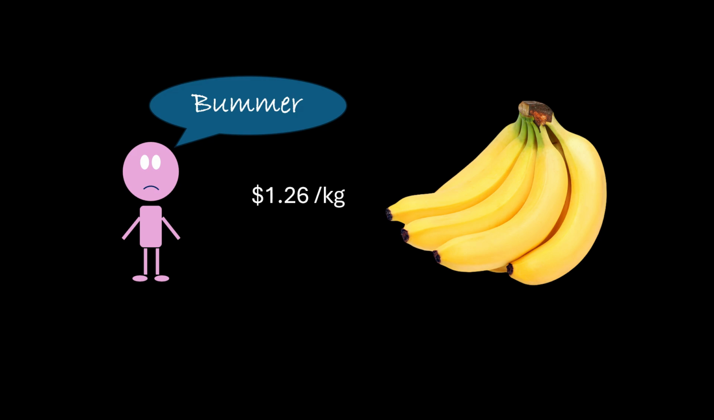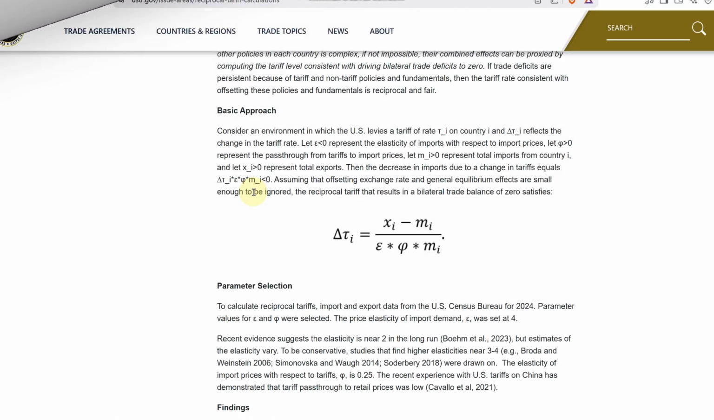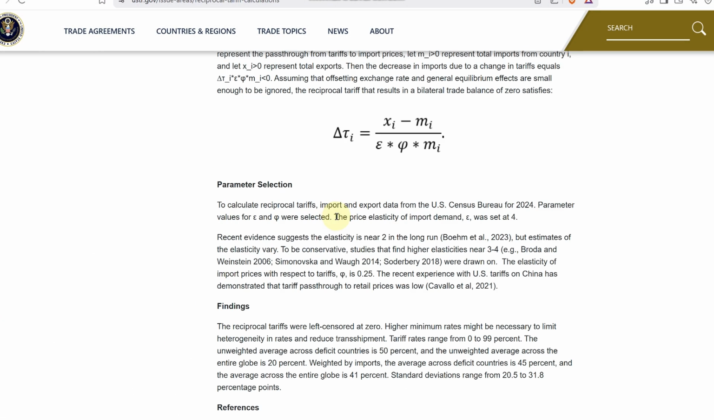Bummer. So the Trump administration has used a value of 4 for epsilon and a value of 0.25 for phi. They have cited a few studies, and I'm not going to go through all the studies. The only thing I would say is that it's very convenient that the multiplication of epsilon and phi equals 1.